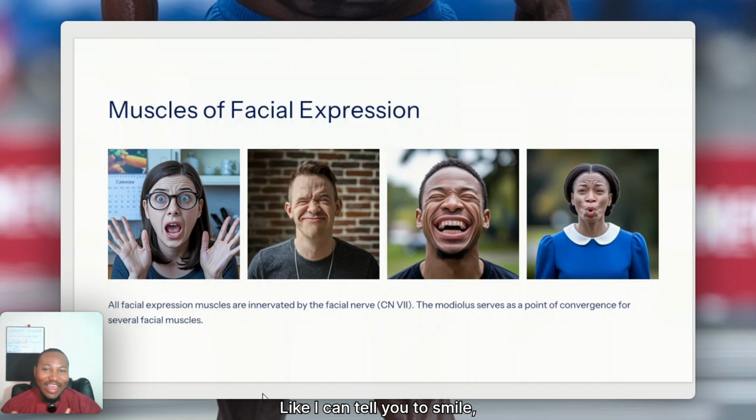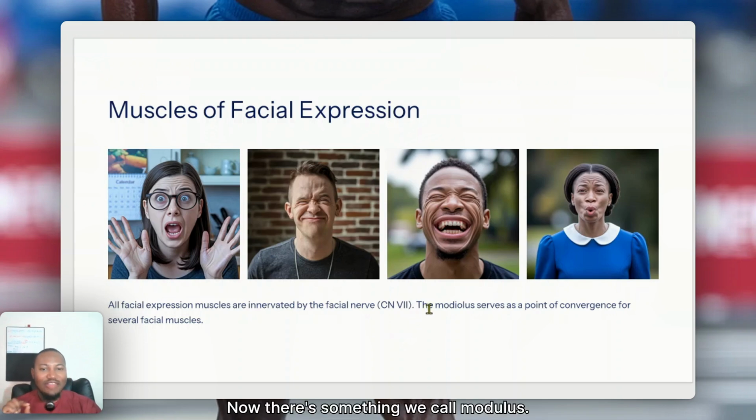Like I can tell you to smile, I can tell you to chew, I can tell you to whistle, I can tell you to fold your face. You get? So these are the ways that we can decipher if cranial nerve 7 is functional or not, all right? Now, if you look at the picture, you see different facial expressions controlled by cranial nerve 7.